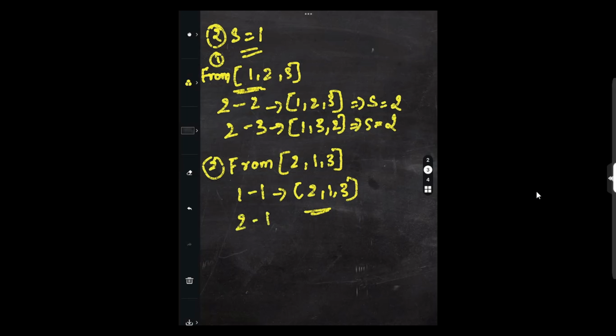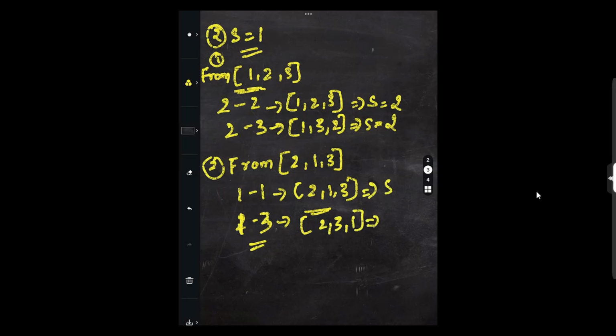Next we will swap 2 with 1. Sorry, just give me a second here. What are we doing here? Yeah, we are swapping. In this case, we are considering 2 and 3 here, right? So we are swapping 1 with 3. Sorry, in this step, I got confused here. We are swapping 1 with 3 here. This will be 2, 3, 1.